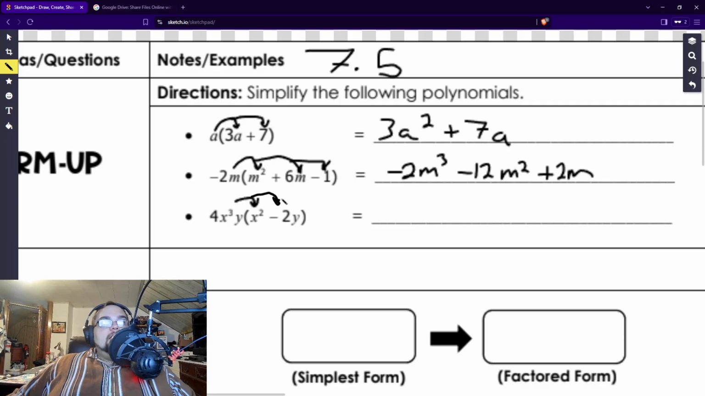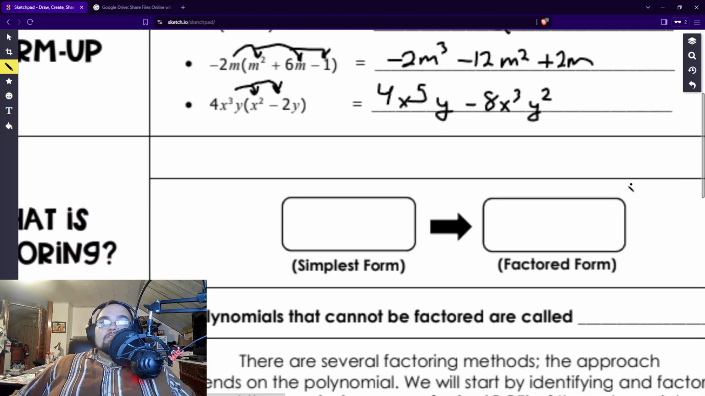Same thing right here. Sometimes you have stuff that doesn't multiply. 4, okay, that just stays as 4. x cubed times x squared, that's x to the fifth all around. And the y just stays as y. 4 times negative 2, okay, that's negative 8. x cubed, there's no x's to combine with, so we just leave it be. y squared, because there's two y's. You dig it? Because I'm digging it.